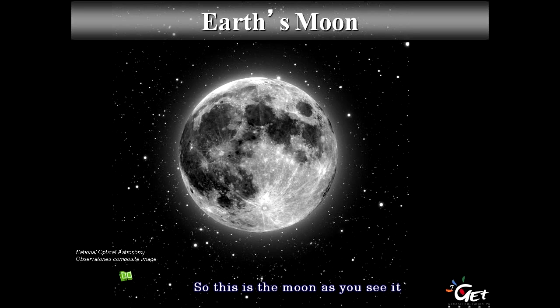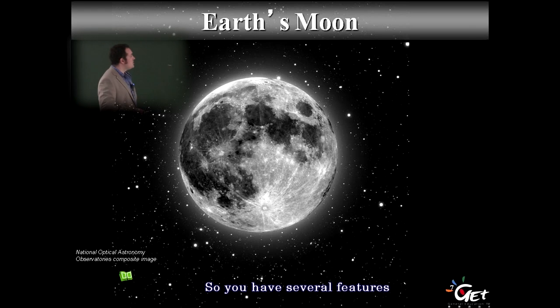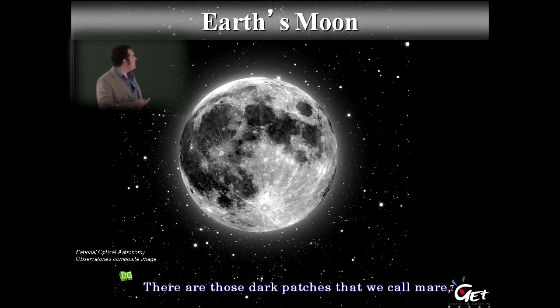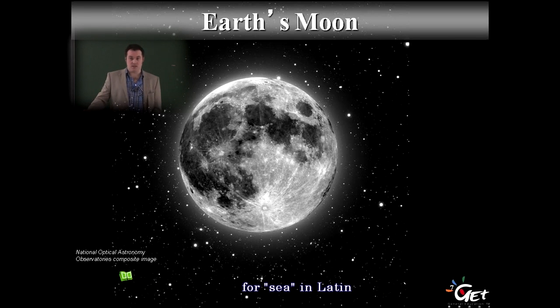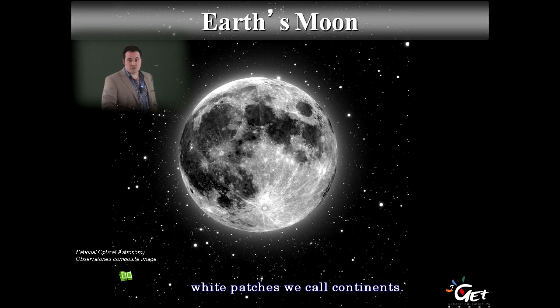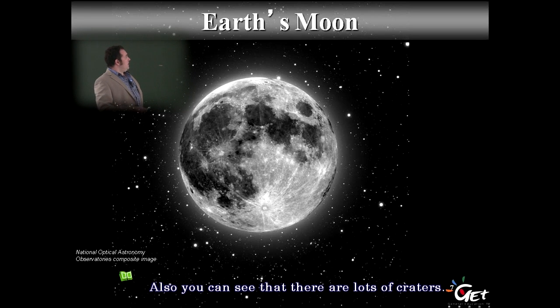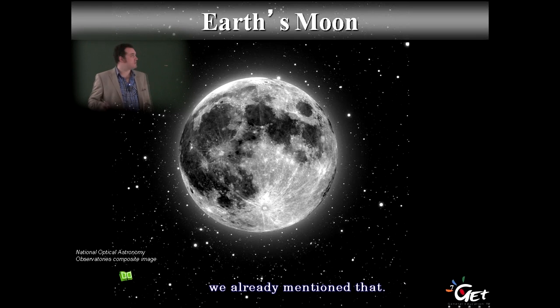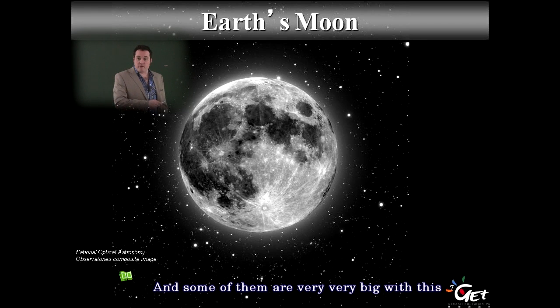This is the moon as you see it all the time when it's full, and it's always showing the same face. You have several features that you're probably familiar with. There are those dark patches that we call mare, for sea in Latin, and there are those white patches we call continents. Also, you can see that there are lots of craters coming from meteorite impacts. We already mentioned that. And some of them are very, very big.